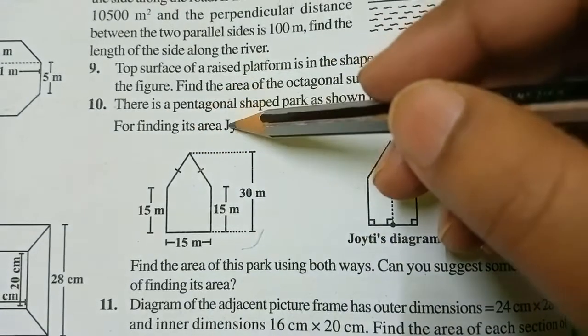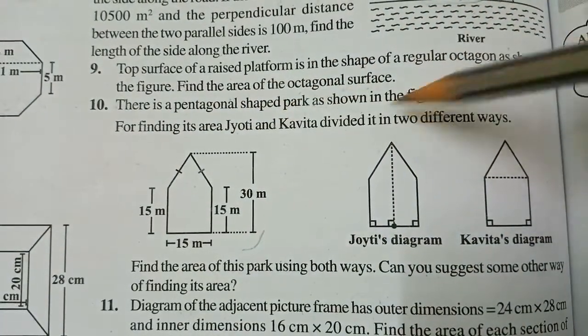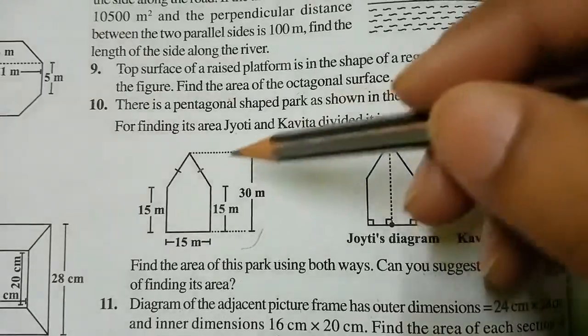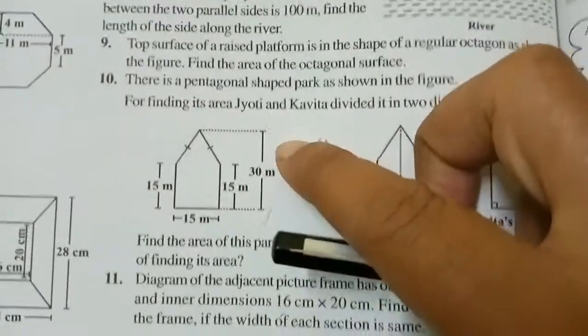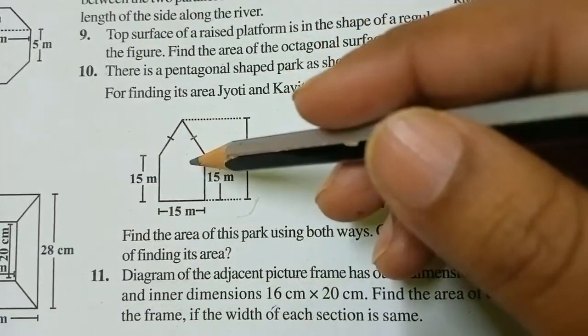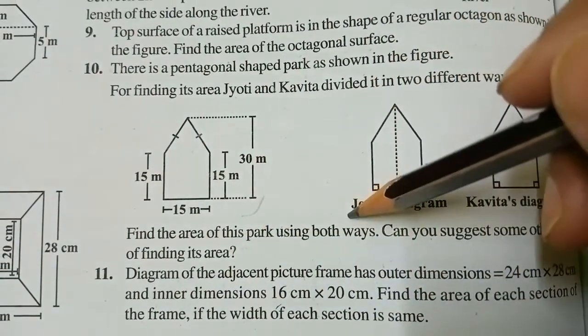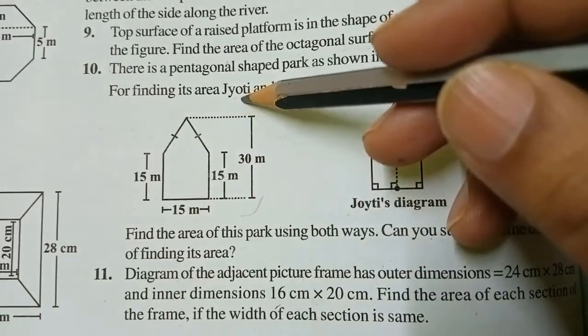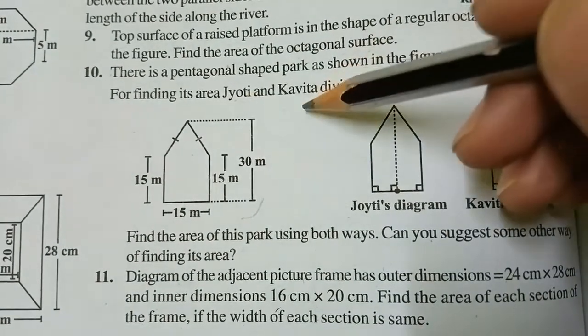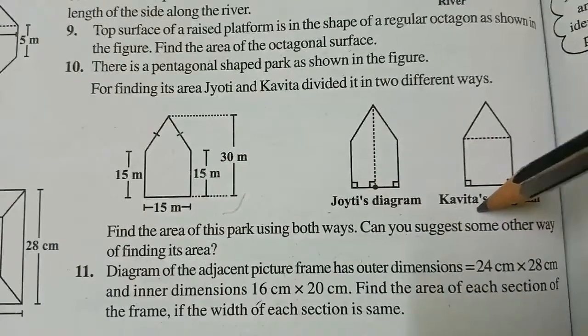So for finding its area, Jyoti and Kavita divided it in two different ways. Jyoti and Kavita have divided this park in two ways, and they want to find the area. Find the area of this park using both ways. That means you have to find the area by Jyoti's method and Kavita's method. Okay. So can you suggest some other way?